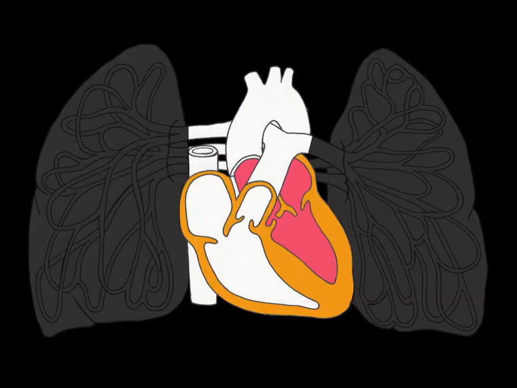Now we've got a picture of the heart, and there's oxygenated blood in the left ventricle, and there's myocardium. And you'd think that oxygen would just go into the myocardium like that.